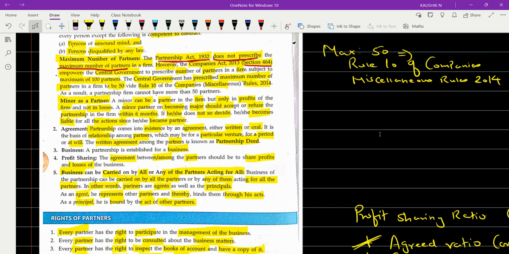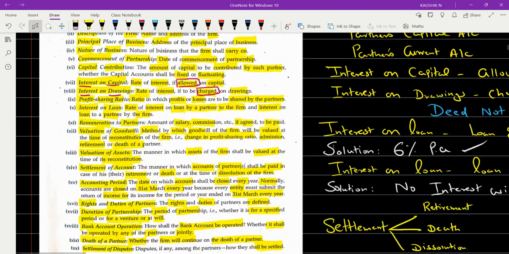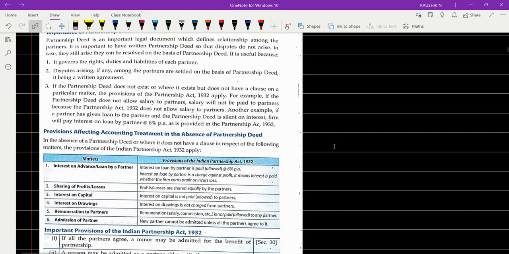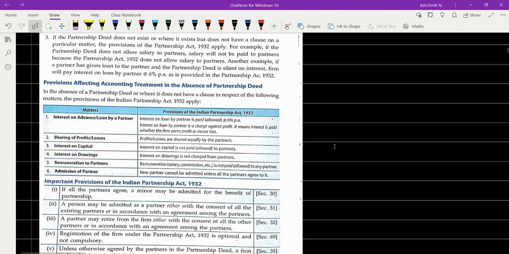So one person has done. Okay, fine. Now moving on to the next concept. We are now going to discuss something about your partnership deed. If it is not there, how do the provisions affect the accounting treatment? We are going to discuss this.